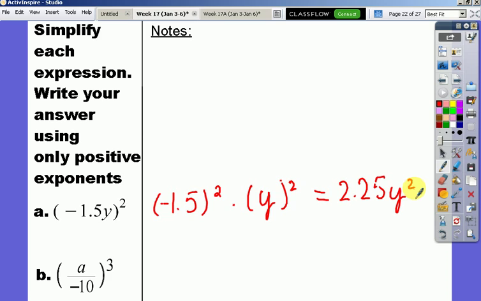Here for B, we're going to separate them. So you have A cubed divided by what? Yeah, negative 10 to the third. Negative 10 to the third. And let me, again, just put parentheses.